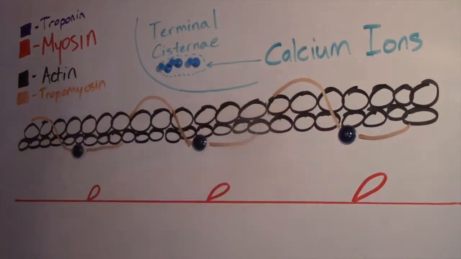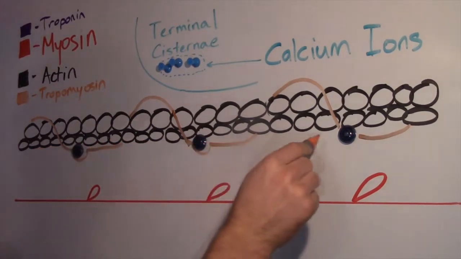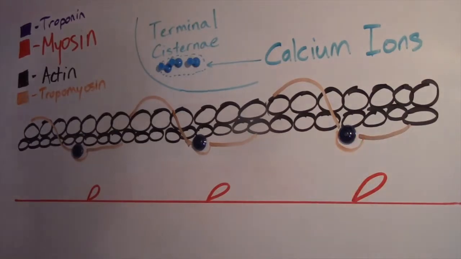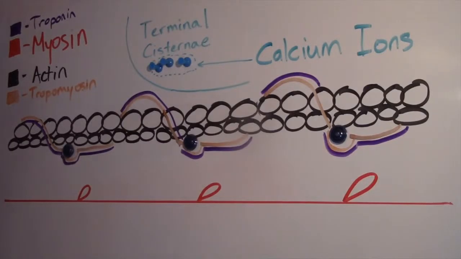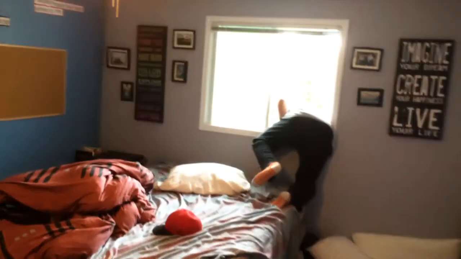These three magnets represent the actin binding sites which the myosin, the red here, wants to bind to. However, the tropomyosin is actually blocking these binding sites. Okay, so we can see the purple here is the troponin, and we see how closely the troponin and the tropomyosin exist upon each other.